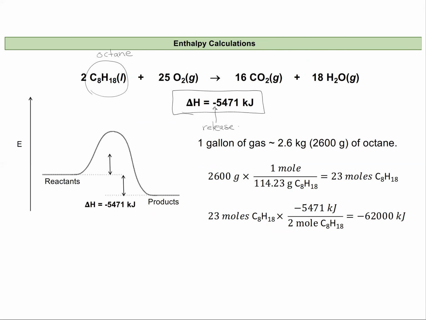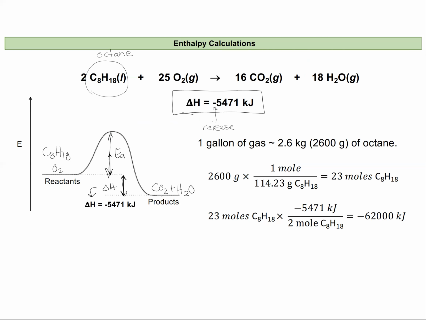So my reaction diagram would have my products, which is my carbon dioxide and my water, at a lower energy than my reactants, which is my oxygen and my octane. And so this right here would be my activation energy. And right here, this is my enthalpy, that negative 5,471. So if I had a gallon of gasoline and I wanted to know how much energy I got from it, I could figure that out using that enthalpy.